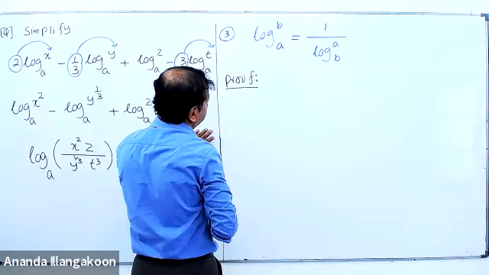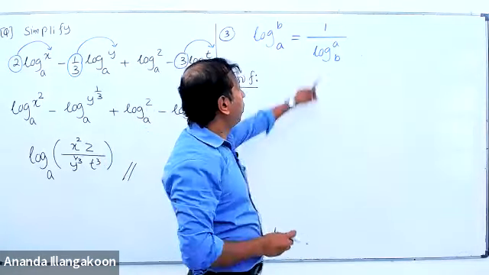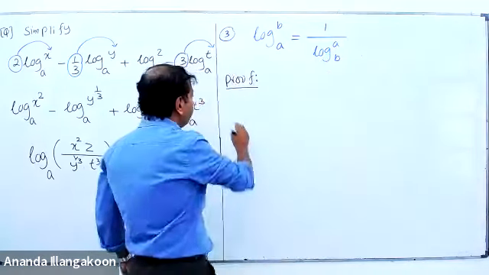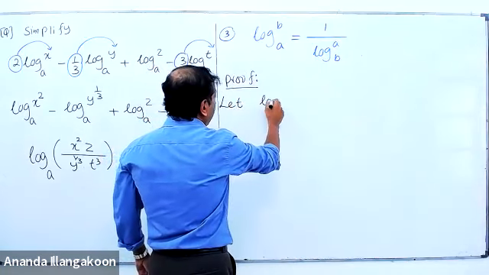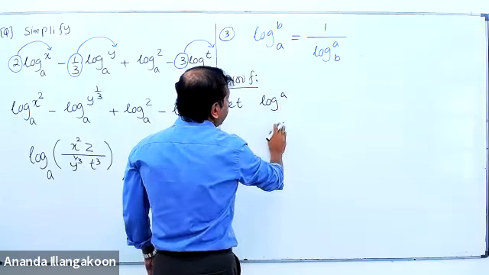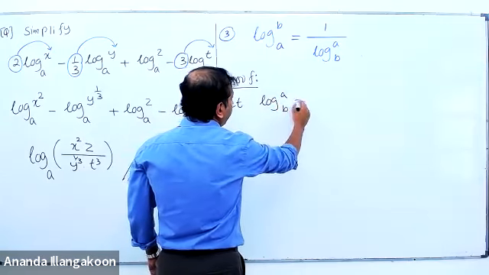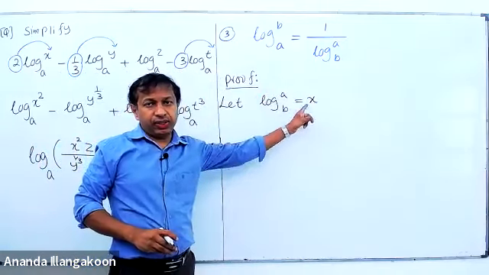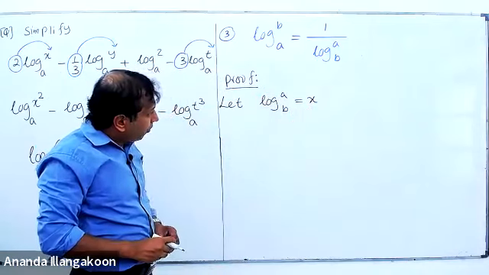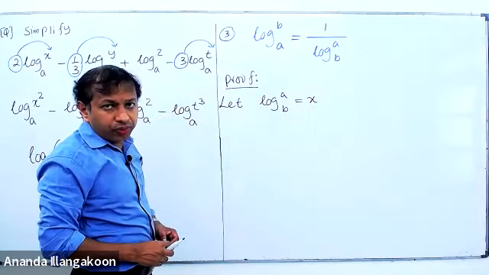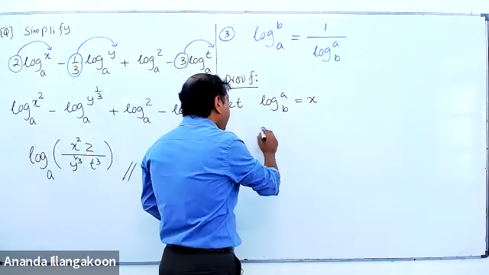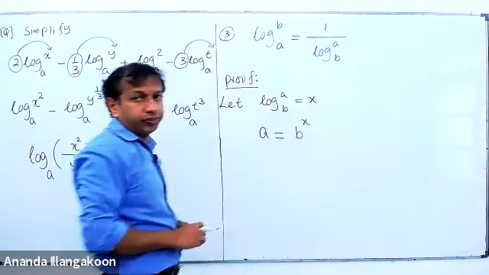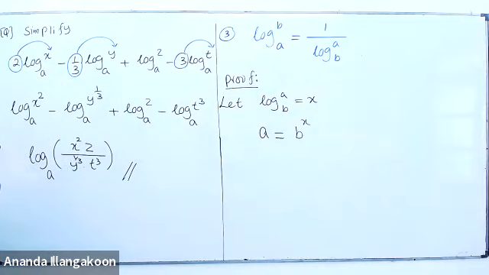Right. People, the right hand side, this log a to the base b, I take as x. Let logarithm of a to the base b be x. Correct, no? For this one, there is a certain answer, no? I take that as x. Now, this logarithmic form I can convert to index form. How? a equals b to the power x, like this. a equals b to the power x. Okay?